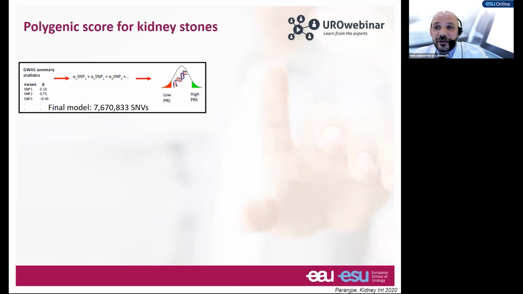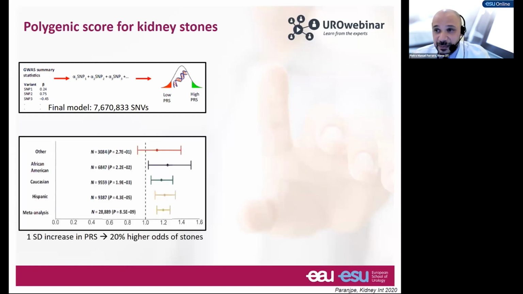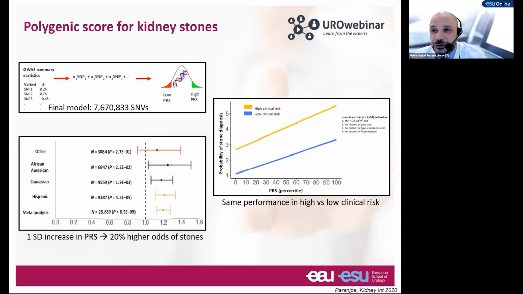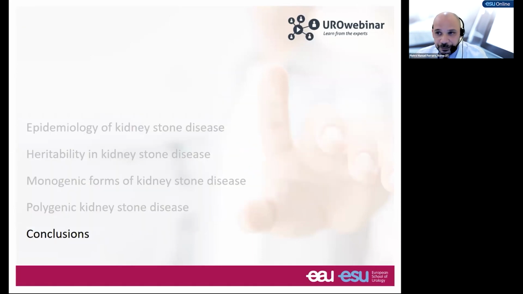So just to show how this actually works in practice, this is a recent study published last year in which the authors used more than 7 million single nucleotide variants to create a polygenic risk score that was subsequently validated, and the authors showed that one standard deviation increase in this polygenic risk score was associated with a 25% higher odds of stones. And interestingly, the performance was similar in those with high as well as low clinical risk, defined as those with high or low BMI, history of gout, diabetes, or hypertension.